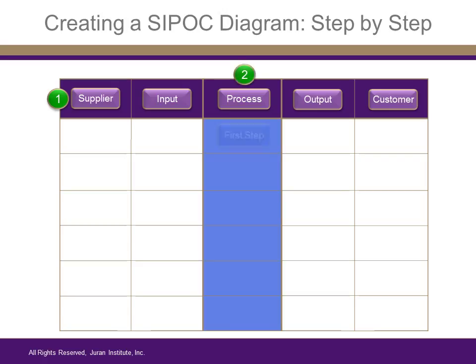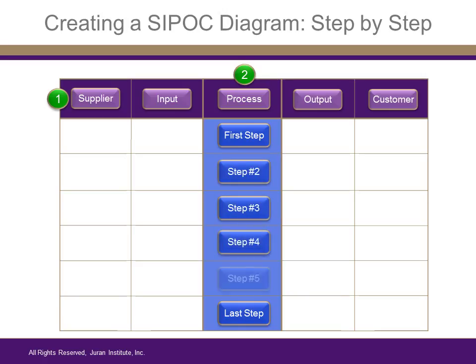Step 2. List the first and last steps of the process. We begin by listing the first and last steps to ensure that the boundaries of the process have been defined. Fill in the other major process steps. For each step in the process, always include a verb and a noun. For instance, complete audit. Do this for each step in the process.